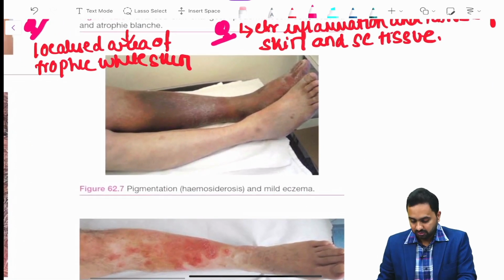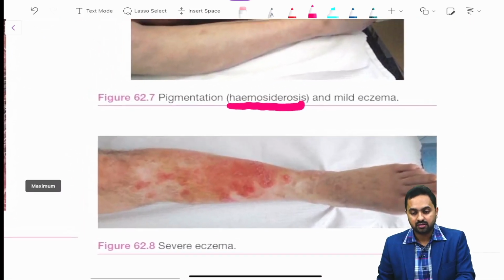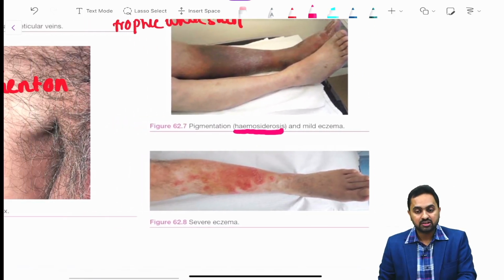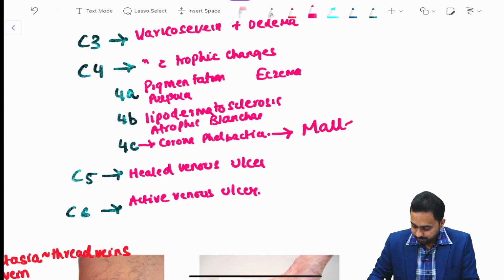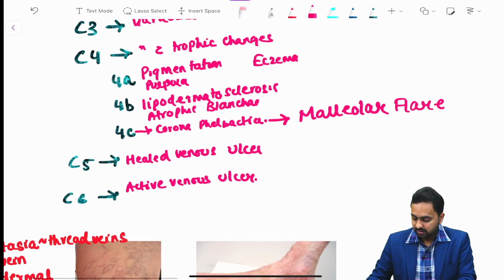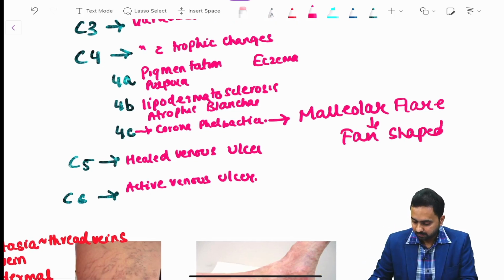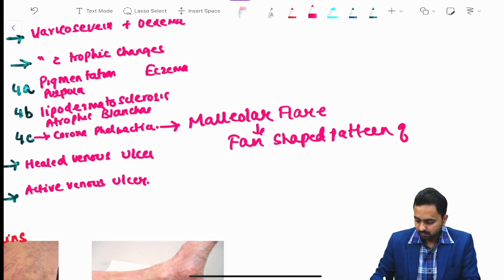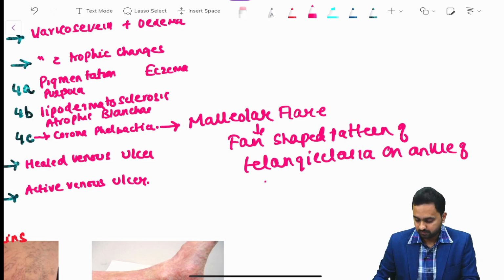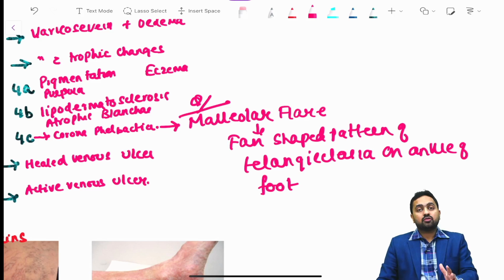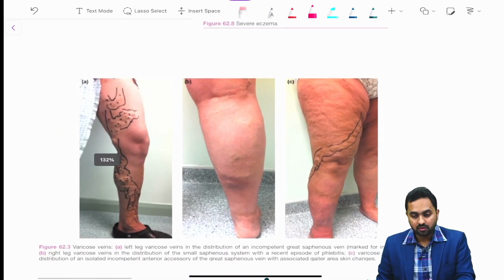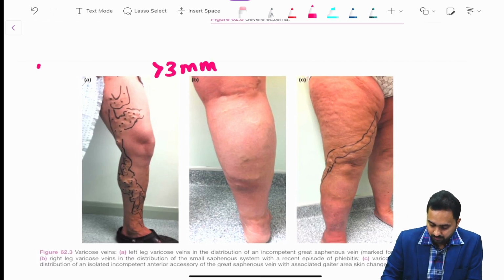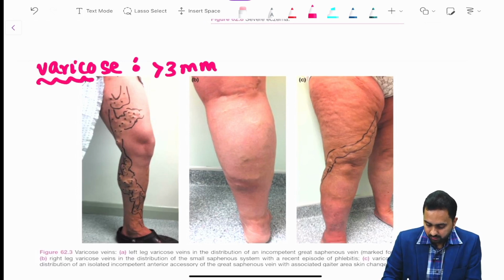Right. So this is over here pigmentation, where you can see your hemosiderosis, and this image is demonstrating your severe eczema. So you might be getting an image and asked regarding your clinical classification, and regarding your corona phlebectatica, this is basically a malleolar flare. So it is a fan shaped pattern of telangiectasia on the ankle of foot. So please remember about your corona phlebectatica, which has been a recent addition in your CEAP classification. Now this is your image of your varicose veins. So varicose veins are more than 3 mm in size.